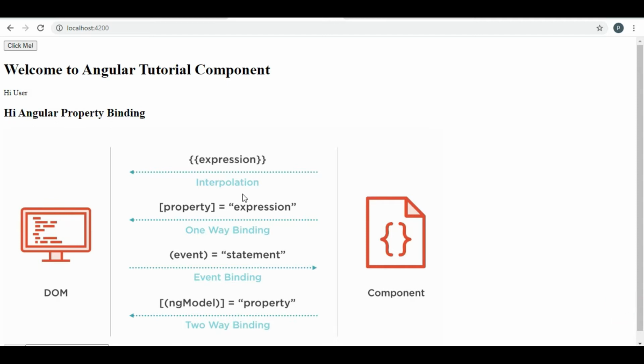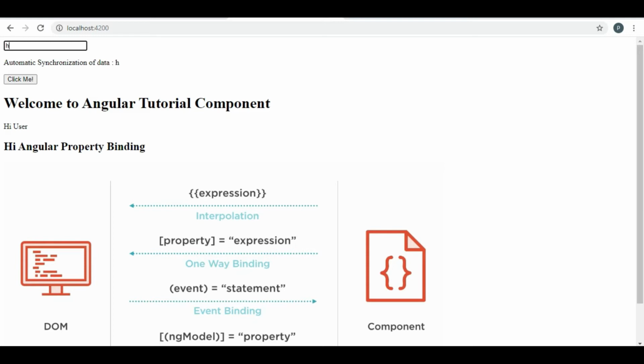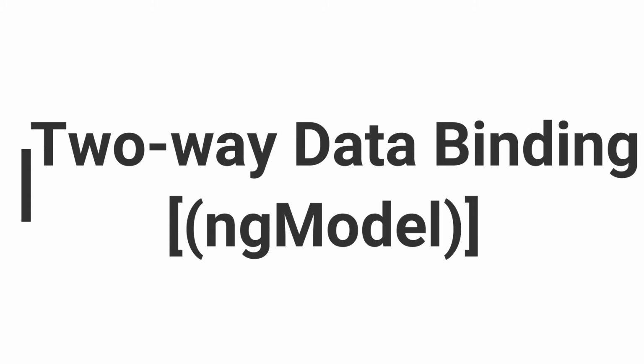In the last video, we have seen that in one-way data binding, we are sending event information from template to class, that is event binding, and class data is shared to its template with interpolation and property binding. But if you want to change data in one place and it automatically reflect at the other end, for example, if you change the value of the input box, then it will also update the value of the attached property in a component class, we can achieve that with two-way data binding.